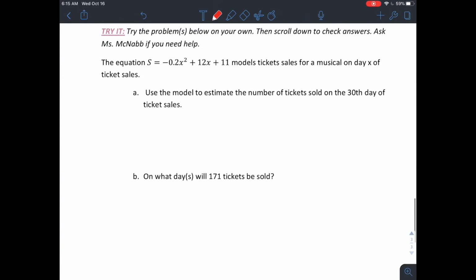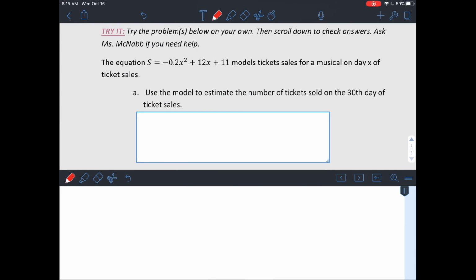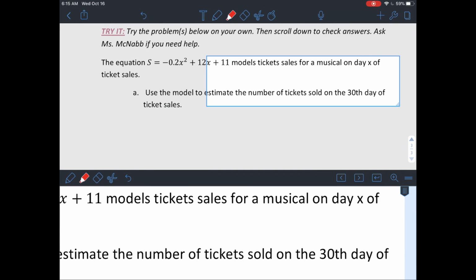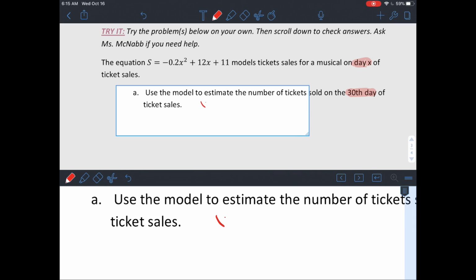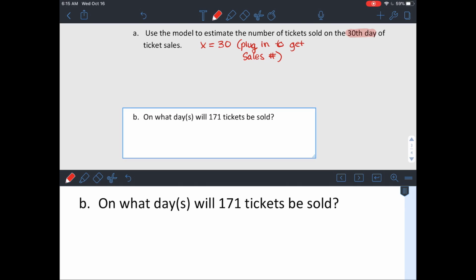This one I'll let you try, but I'll give you a couple of hints if you get stuck. So they give you an equation for ticket sales, and you're supposed to use this model to find the number of tickets sold on the 30th day. So x in your equation stands for the day of ticket sales. So if you plug in x equals 30, that should give you the number of tickets sold on day 30. It's always important to know what your variables stand for in your equation and what it gives you out.